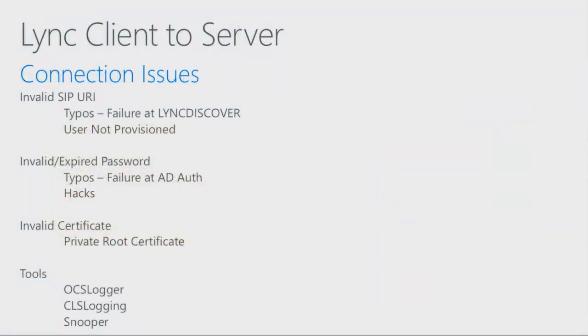So what do we use to look at this stuff? How do we figure out how we want to troubleshoot client-server communications? Well, we have connection issues that happen with invalid SIP URIs. Either the user is typing it wrong, or in the modern client we've typed the wrong username. We have invalid users. That can be hackers, or it can just be fat fingering.